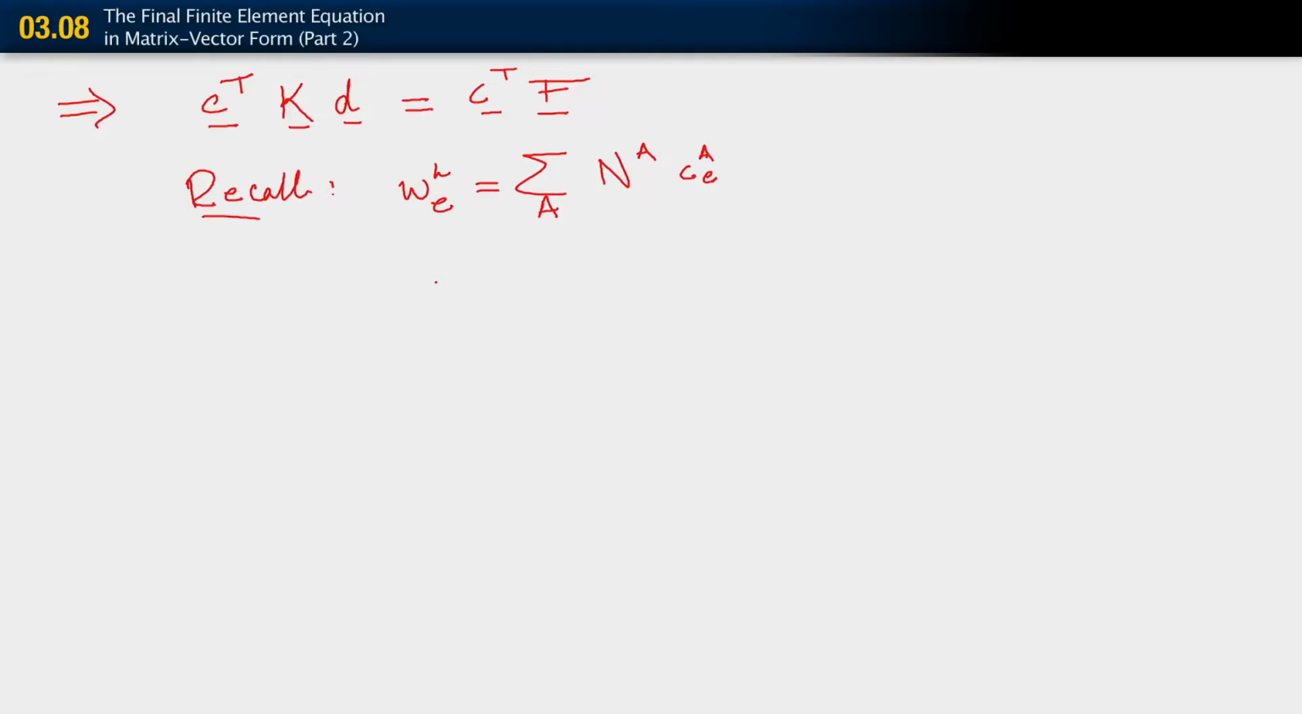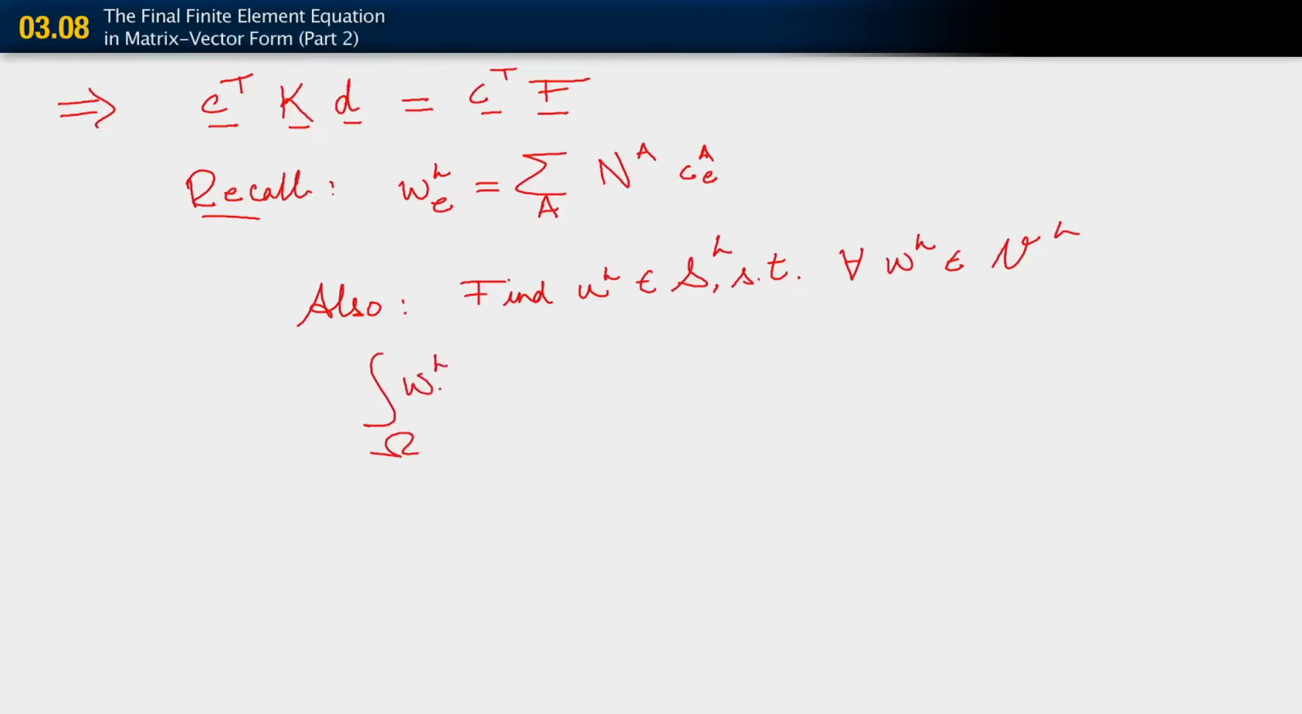Also recall that our statement of the weak form is the following, in a much abbreviated version: find u^h belonging to S^h such that, for all w^h belonging to V^h, the following integral equation holds. So this is our weak form again, yet again.